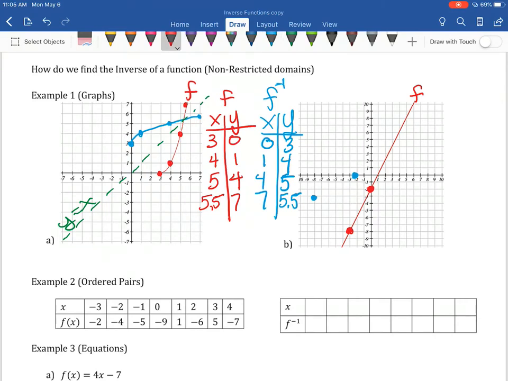So let's pick another point. Let's pick (3, 4) on the red. So that means when I graph it on my inverse, I'm going to have the point (4, 3). Let's do one more. Let's pick the point here, (5, 8). So when I graph it on my inverse, it's going to be (8, 5). So here is the graph of my inverse. Now, if I check to make sure it looks like a reflection across the line y equals x, when I draw my line up here of y equals x, it definitely looks like a reflection.